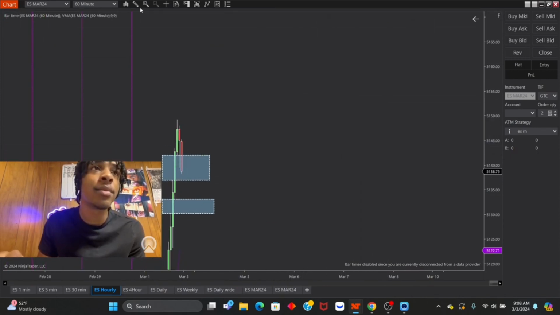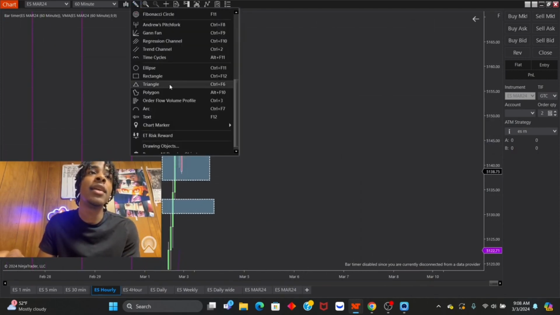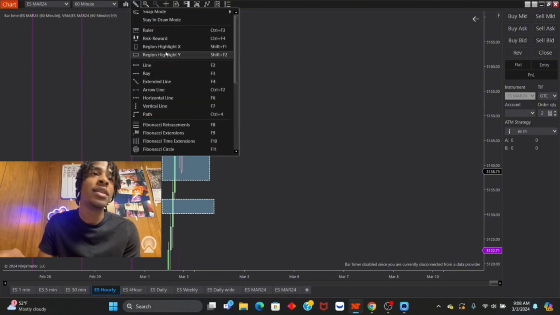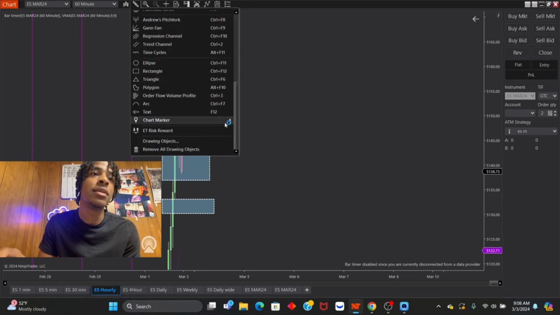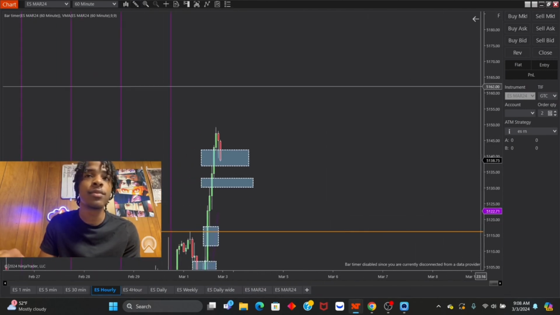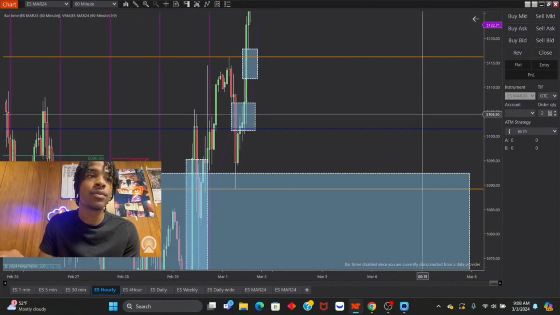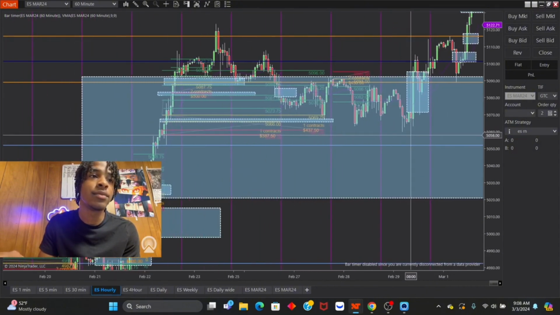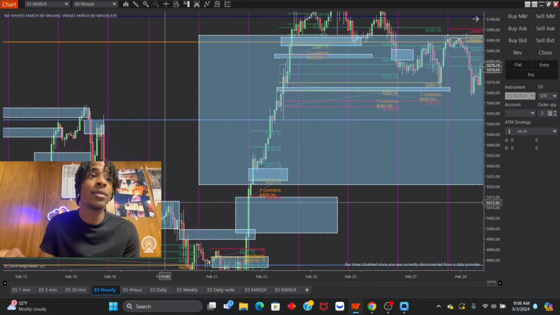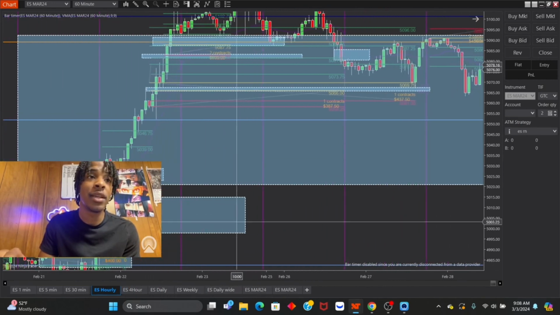A gap is a 3 candlestick pattern that leaves a space in between the first and the third candle. That's what a gap is. As y'all can see, I have a whole lot of gaps on my chart. My chart is just filled with gaps.